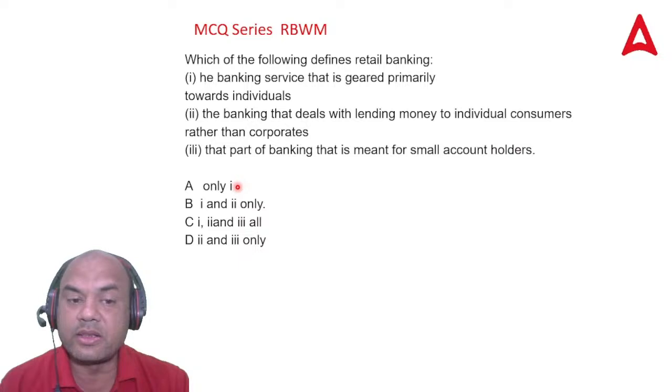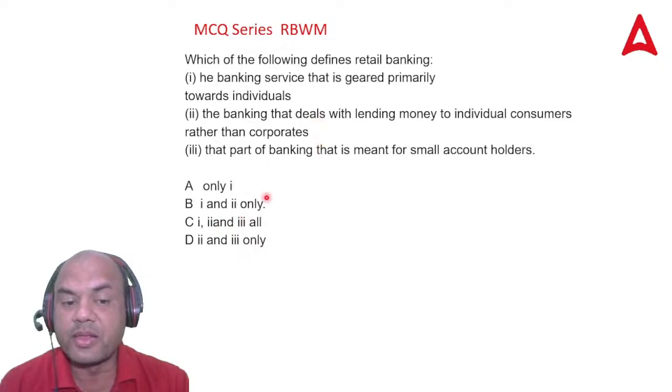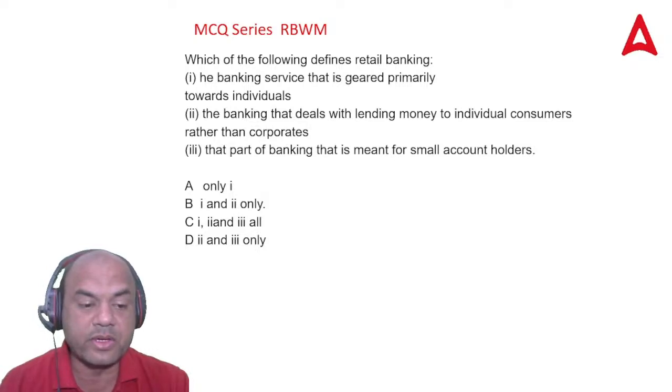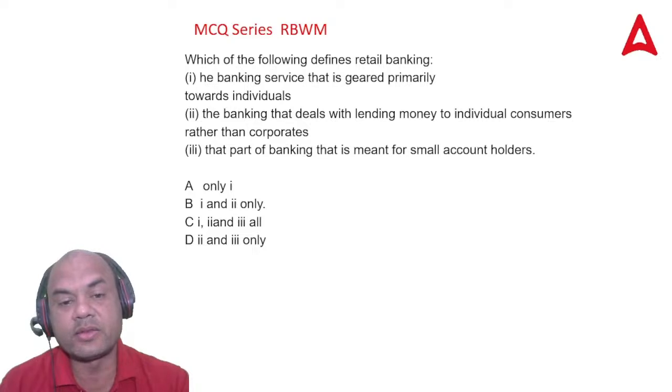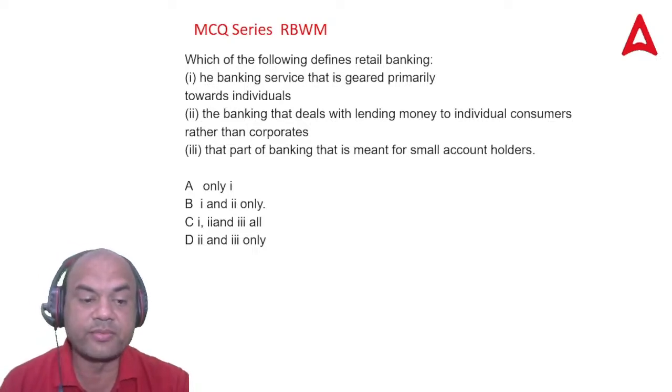A is only one, so only one is the option. B is 1 and 2. C is 1, 2 and 3. And D is 2 and 3 only. So what is the correct option over here? Retail banking, define this, everyone.